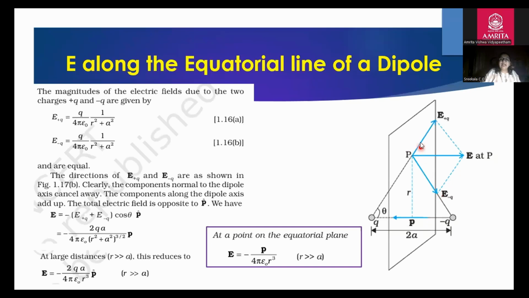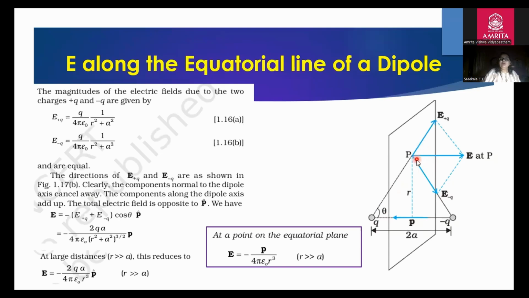These two vectors will be here. This angle is theta, and this is also theta. So the angle between these two vectors will be 2 theta.